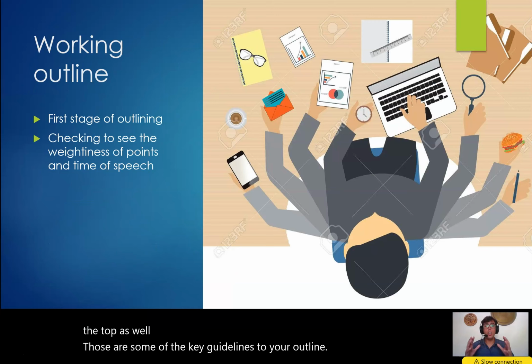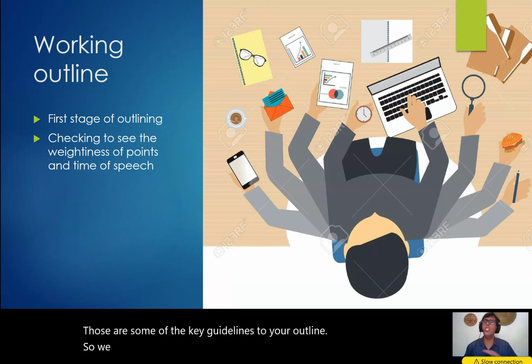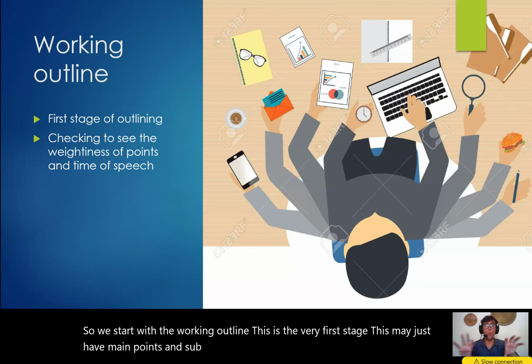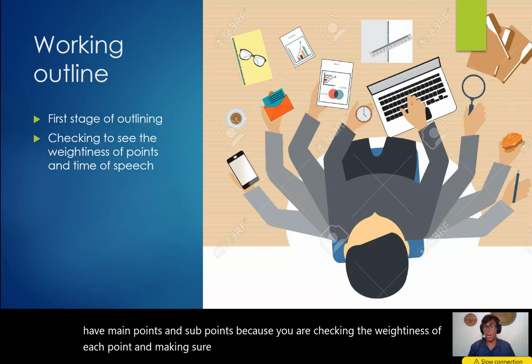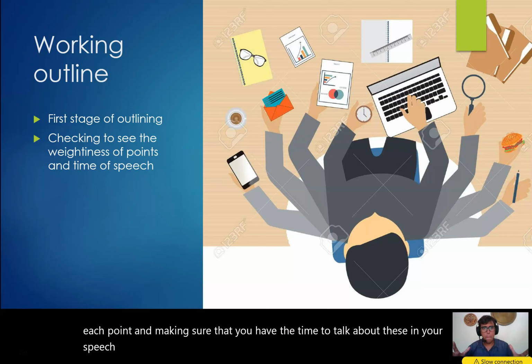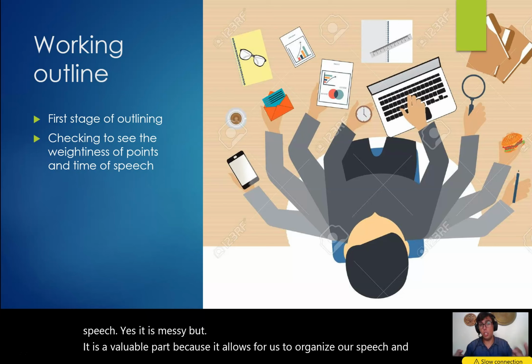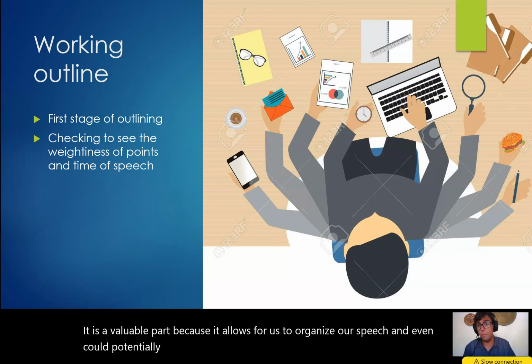So we start with the working outline. This is the very first stage. This may just have main points and subpoints, because you are checking the weightiness of each point and making sure that you have the time to talk about these in your speech. Yes, it is messy, but it is a valuable part because it allows for us to organize our speech and even could potentially structure our research.